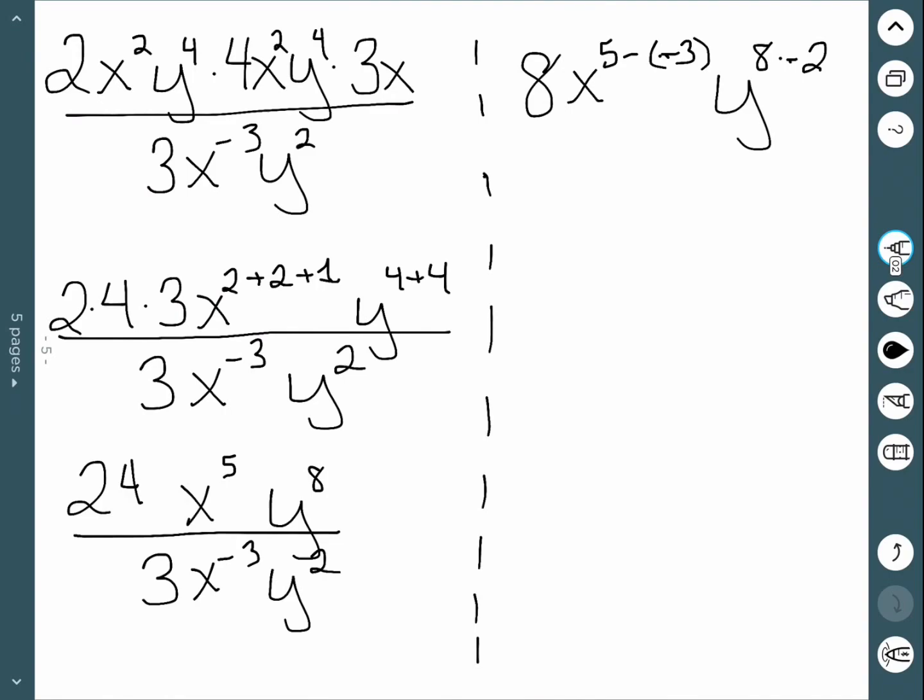So for the x exponent, we have 5 plus 3, which is 8. And for the y, we have 8 minus 2, which we know is 6. So we now took something that started very, very complicated and made it much, much simpler at the end.